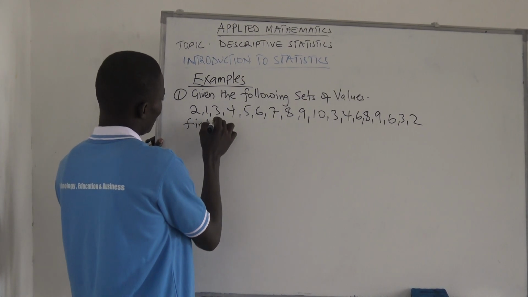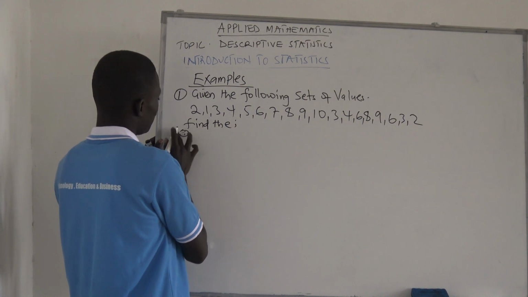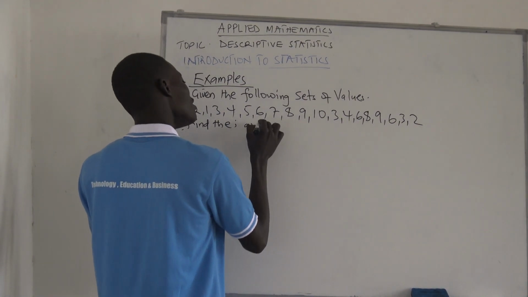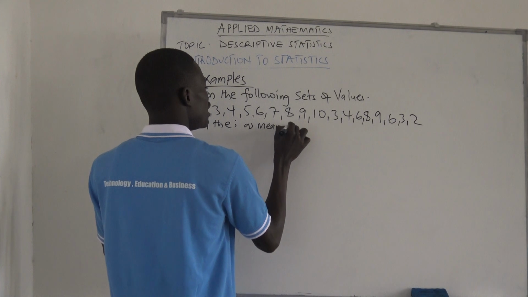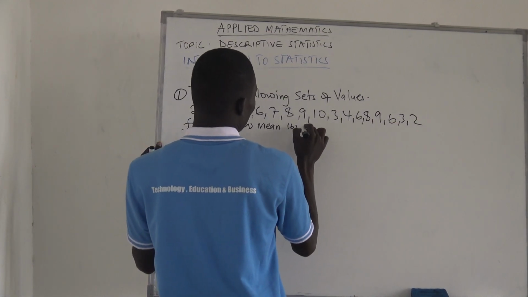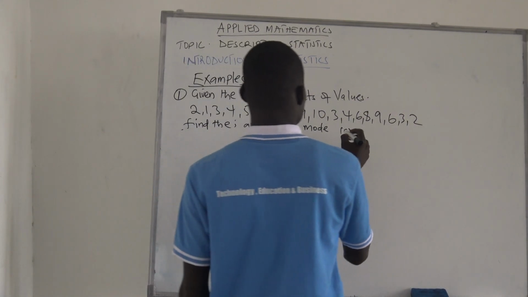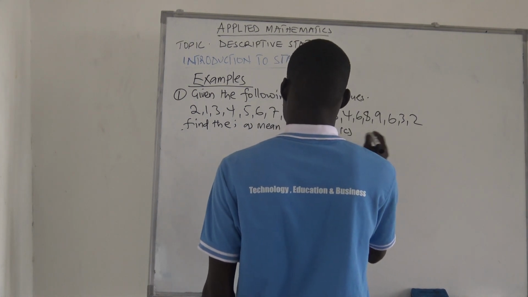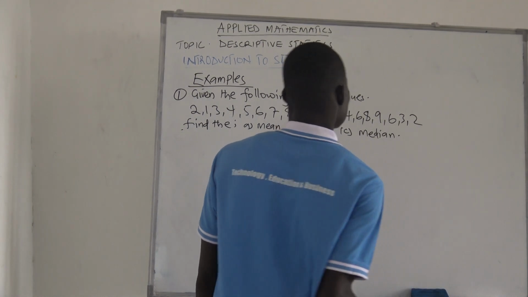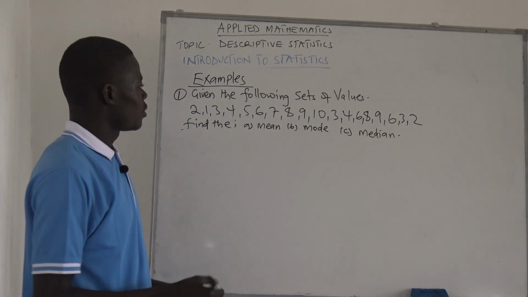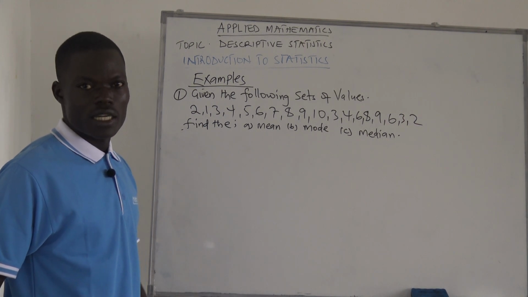The first one is A, find the mean. B, find the mode. Then C, find the median. Those are the three parts of the first example that we need to tackle.